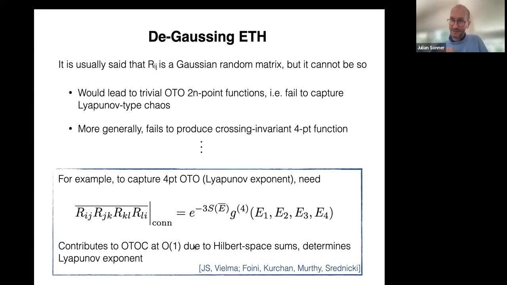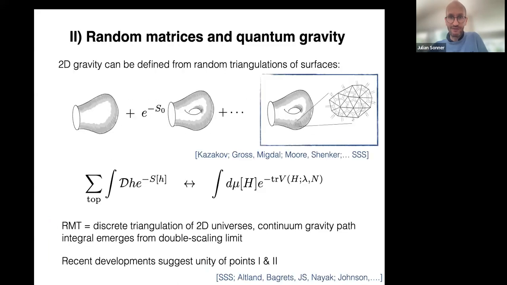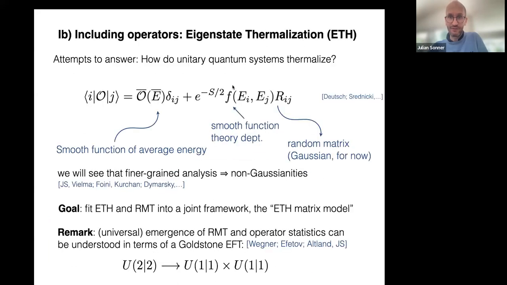And so in fact, from an ETH point of view, and there was also a paper by Murthy and Srednicki on this, the Lyapunov exponent from an ETH perspective is precisely encoded in this G4 here. This G4 is something like this F that I had here. I could have written it G2.